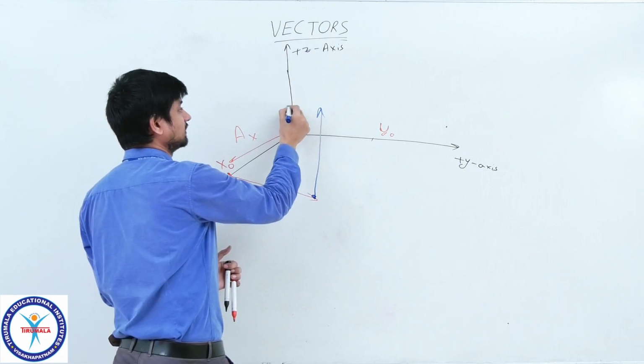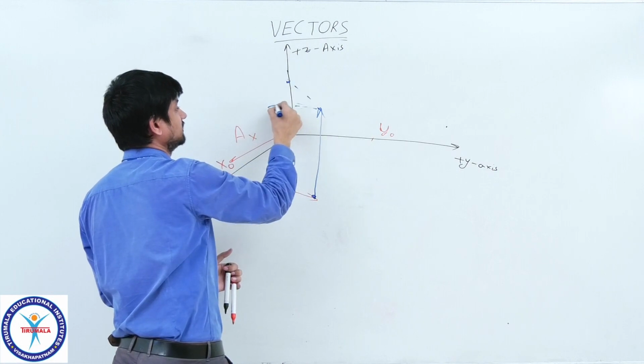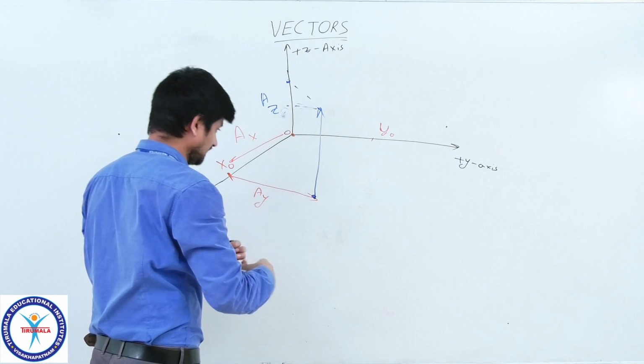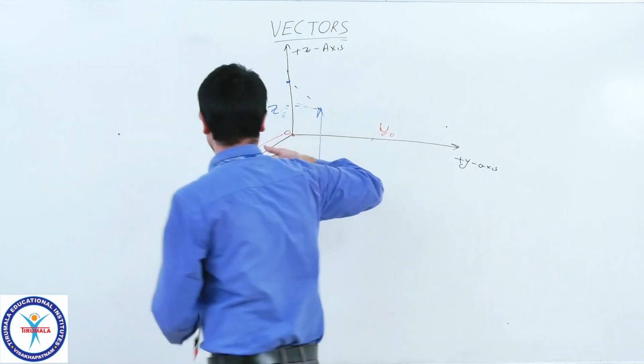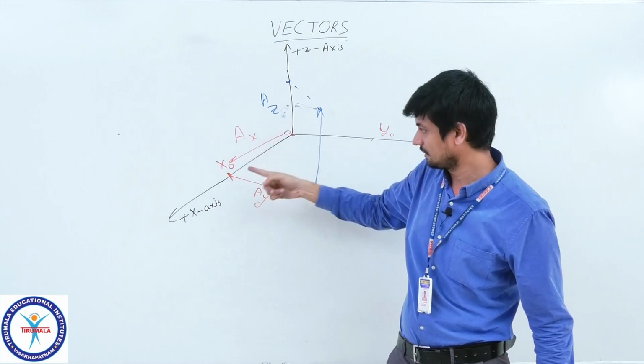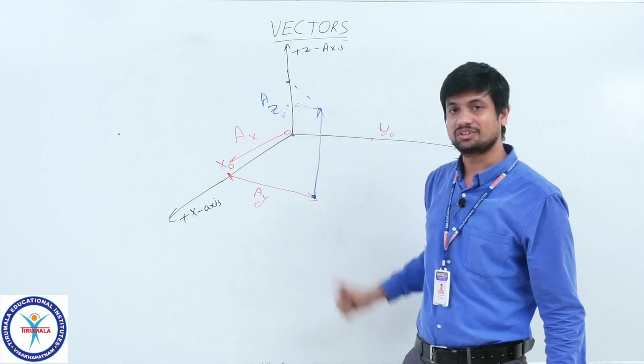So, this intersection is z naught Az. What is it? Az. You can see in this way I kept the hand, and I curled along plane xy and I opened the thumb. So, 3-dimensional view.